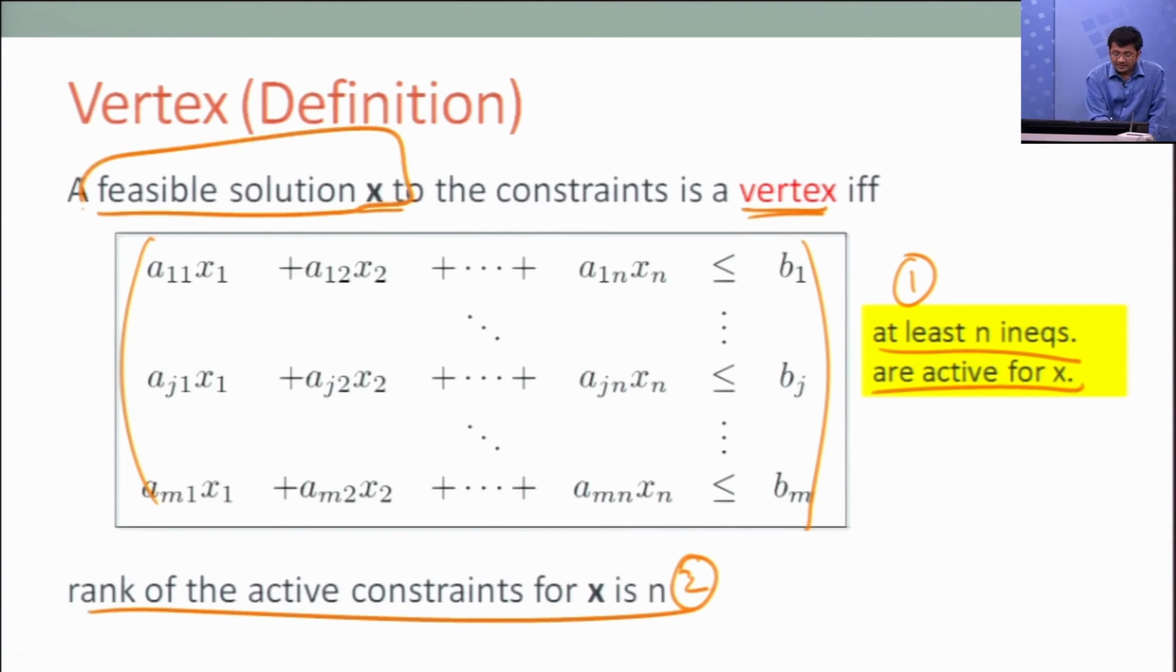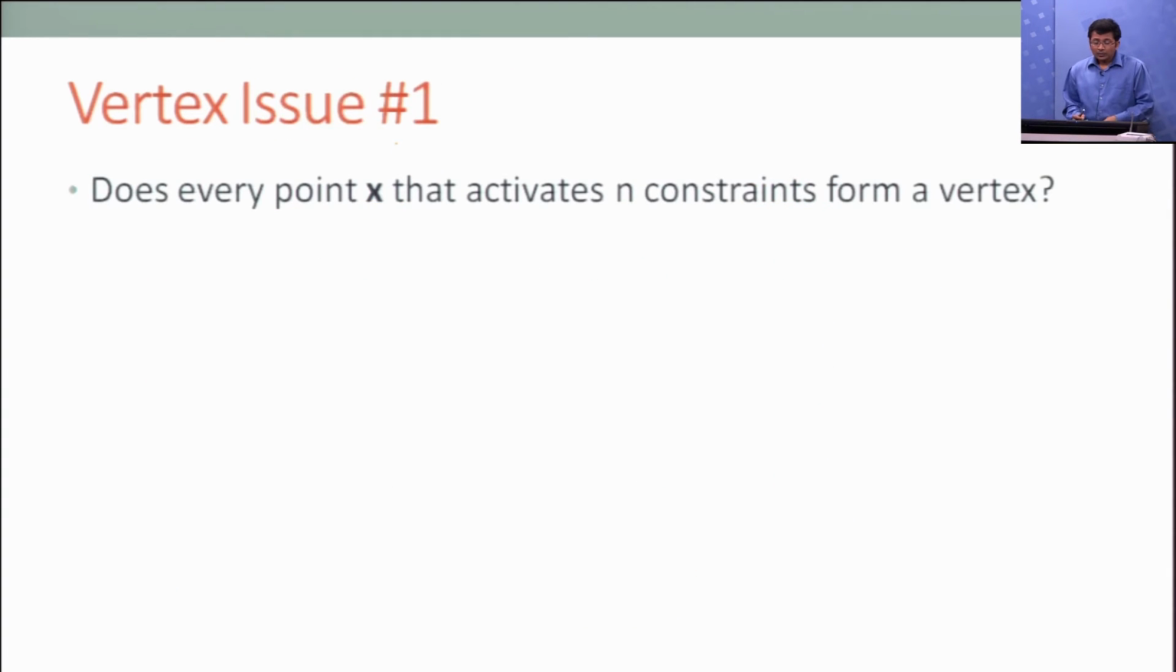And the third part, feasible. These three parts are really, really important. If you drop any one of these, then you are done for. You no longer get a vertex. Let us illustrate that. So does every point that activates n constraints form a vertex? In other words, what happens if I drop feasibility? What do I get?